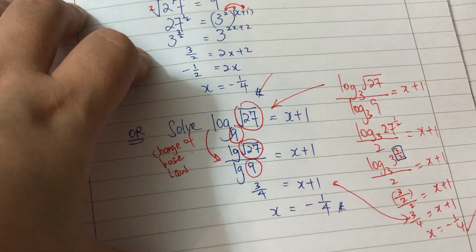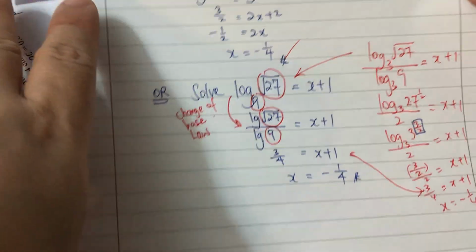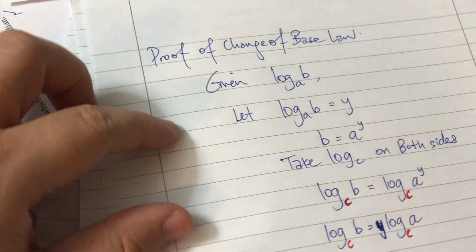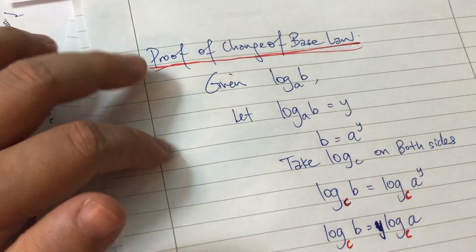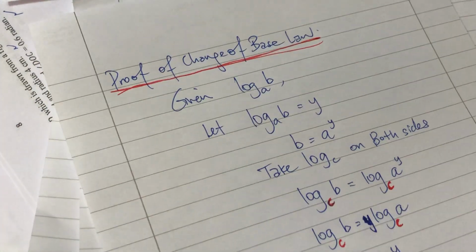Yeah, so I hope this helps you learn something. Okay, now this example is finished already, right? Now let me prove to you, because you are not happy. You say why you anyhow change the base? Can like that? Yeah, can. I prove to you.